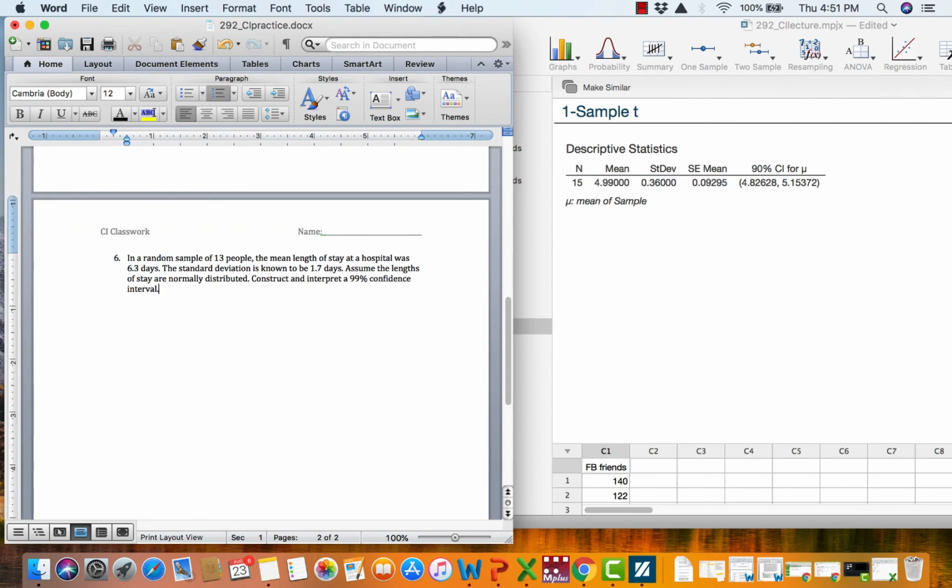Last problem. In a random sample of 13 people, the mean length of stay at a hospital was 6.3 days. The standard deviation is known to be 1.7 days. Assume the lengths of stay are normally distributed. Construct and interpret a 99% confidence interval. Again, we read mean and standard deviation, so we know this is Z or T. Which one is it? And here we pick up our keyword known. The standard deviation is known to be 1.7, so this is a Z confidence interval.